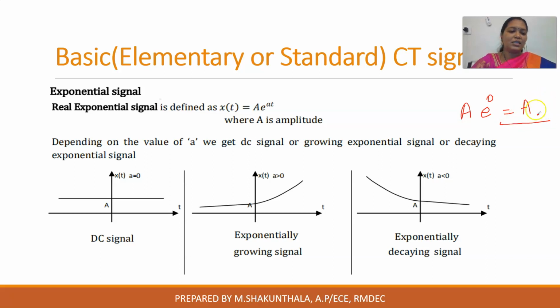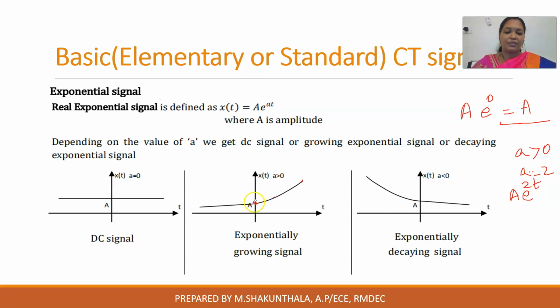When a is greater than 0, let me take a equal to 2. What happens? A into e power 2t. Suppose t equal to 0: A into e power 0 is 1, so you will get the A value. Suppose t equal to 1, you will get A into e power 2, somewhat higher. Suppose t equal to 2, e power 4, definitely a high value. Similarly, when you take t equal to minus 1, definitely it will be a lesser value. Like that it will be going on.